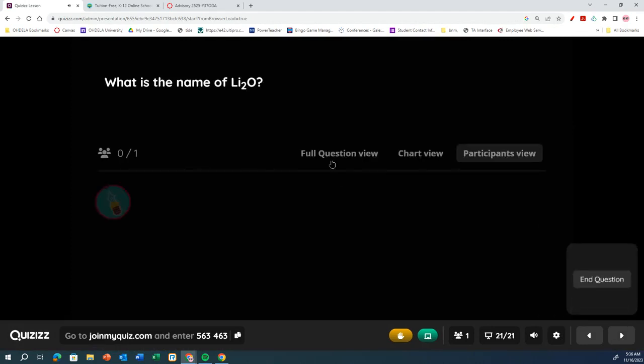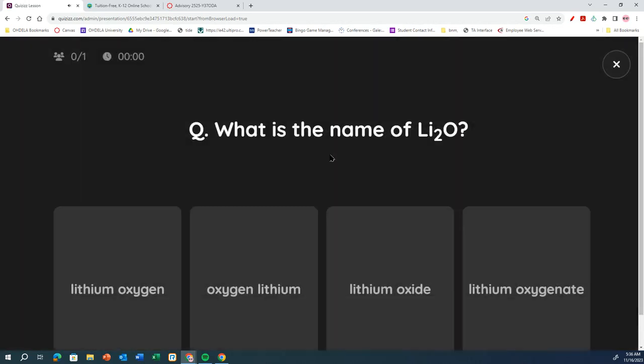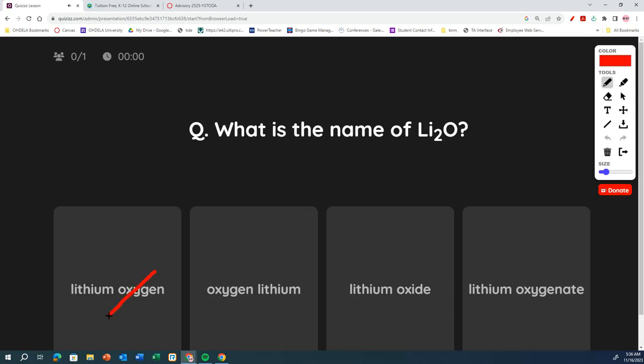What is the name of Li2O? Lithium goes first. It's not this one because there's no IDE on it. It's not this one because they're switched around. It's got to be lithium first. And so we have lithium oxide.